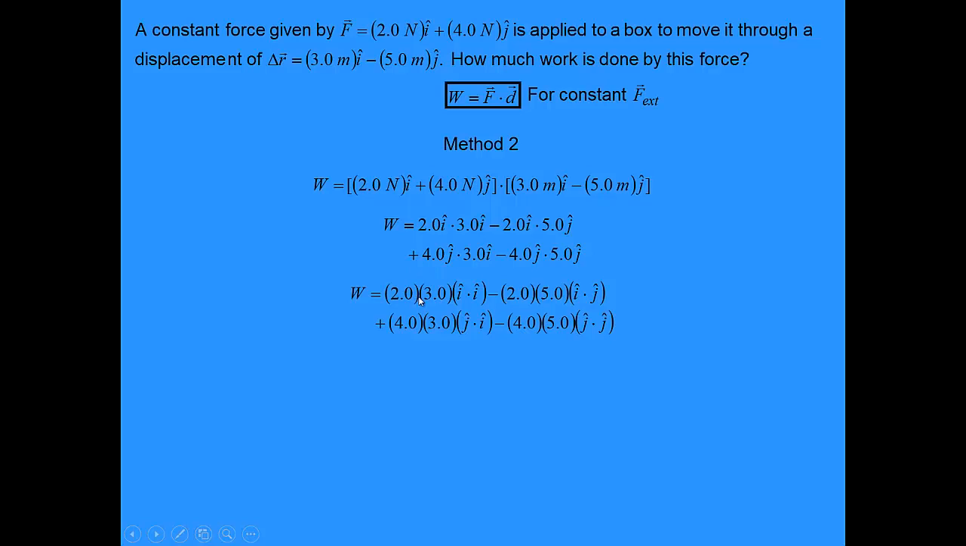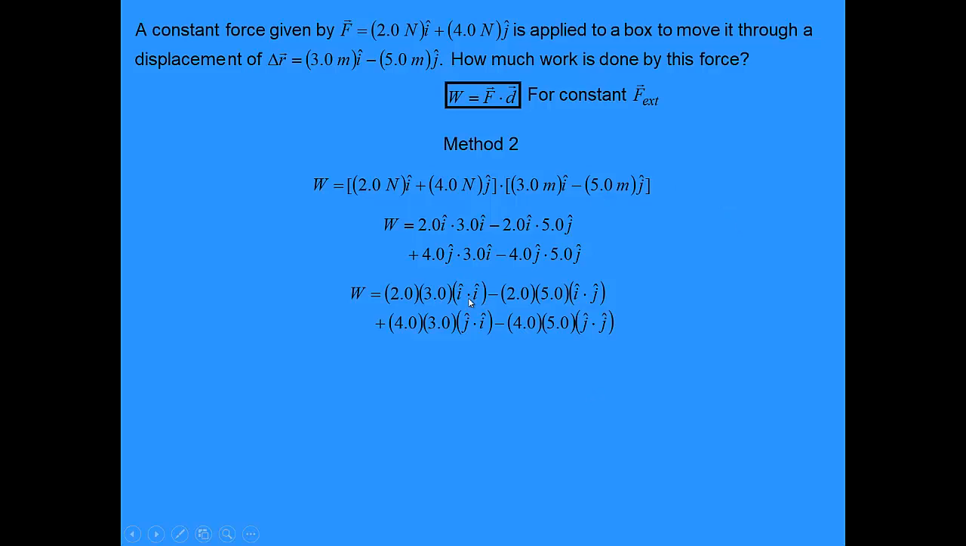Now, certainly we can do the multiplication of the scalars out in front. That's just scalar multiplication. You've known that since elementary school. But how do we do I dotted with I and I dotted with j and so on? Well, we apply our definition of dot product, which is the magnitude of one vector times the magnitude of the other vector times the cosine of the angle in between.